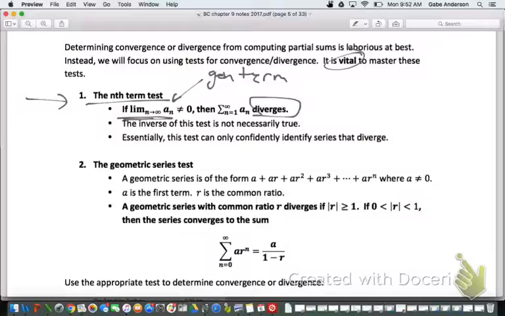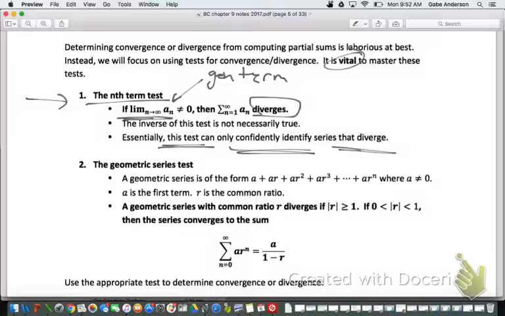You can't say that. It doesn't work that way. Let me show you one primary counterpoint to that thought. This test, the nth term test, can only say that a series diverges. Okay? So you can never say, this series converges due to the nth term test. You simply can't say that. It doesn't prove that.